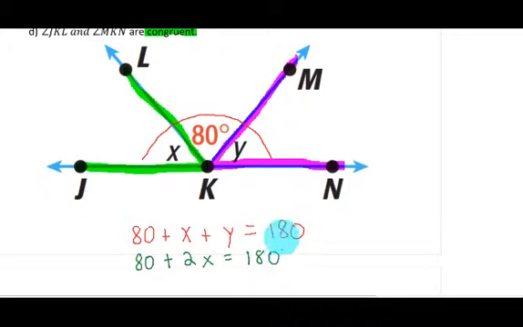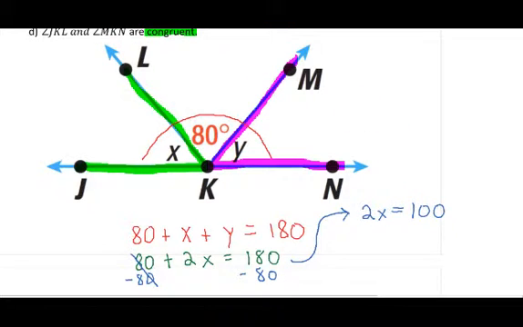So now the next step, I've got to isolate the variable. So let's undo addition of this positive 80 here. I'm going to subtract 80 on this side. If I do it to this side, I have to do it to the other side. That keeps the equation balanced. And I know that the opposites cancel out. I'm left with 2x is equal to 180 minus 80, which is 100.